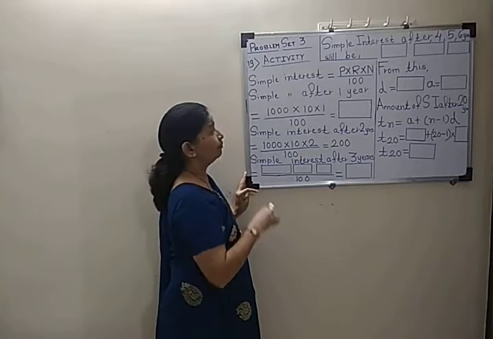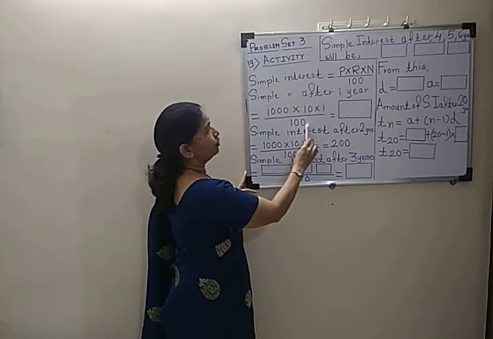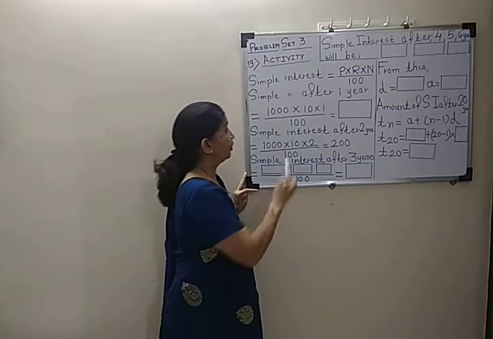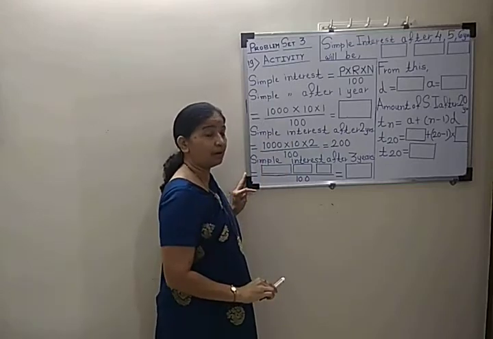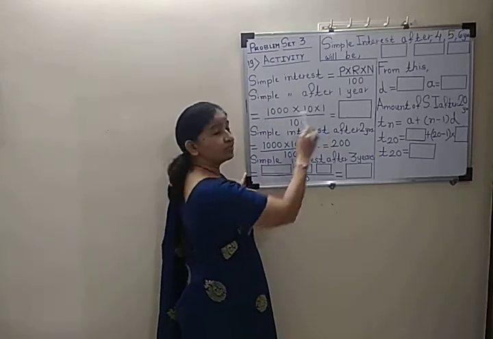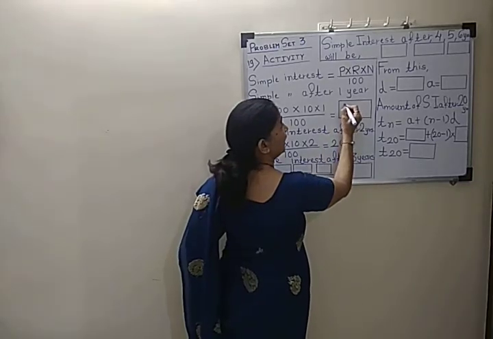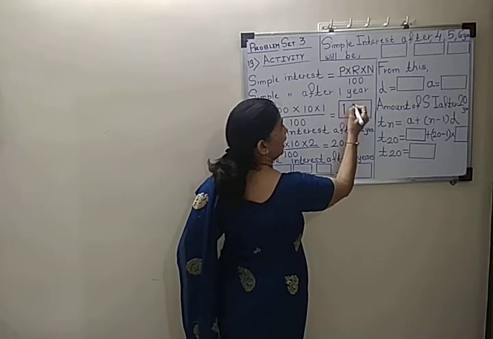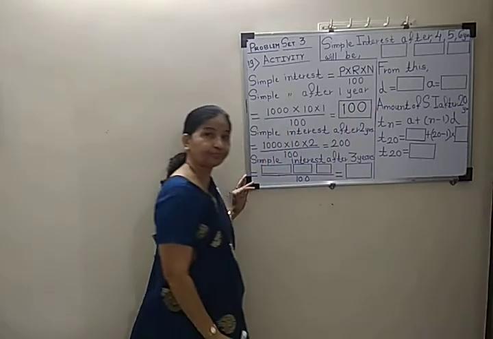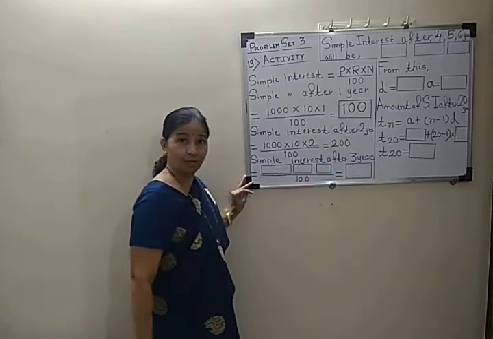100. Now calculate it: these 2 zeros and these 2 zeros will get cancelled. So 10 tens will come as 100. 100 into 1 means 100 ones will come as 100. So I wrote here in the first step of the activity, 100.